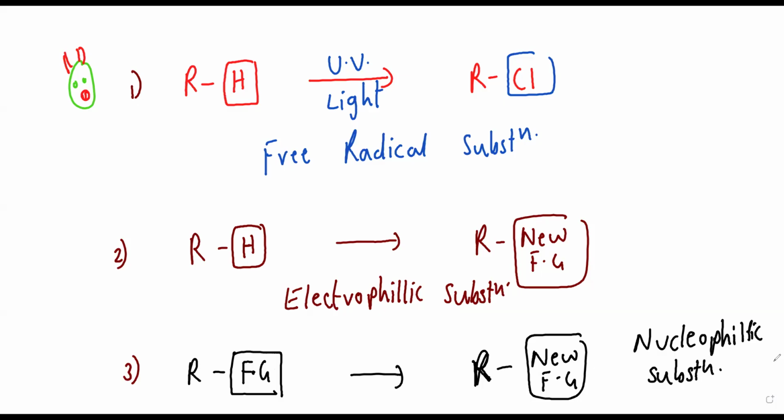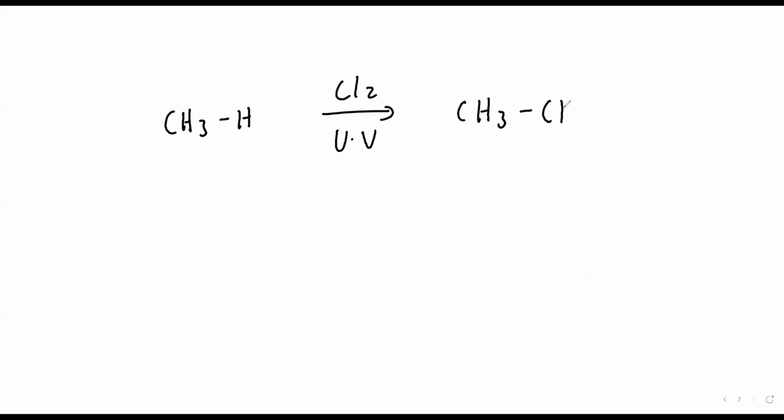Okay, give me an example. Suppose I am giving you this reaction. This is my methane, hydrogen, and I have written here chlorine, UV light. Now tell me which mechanism it will be. Chlorine has come. Very good, free radical.